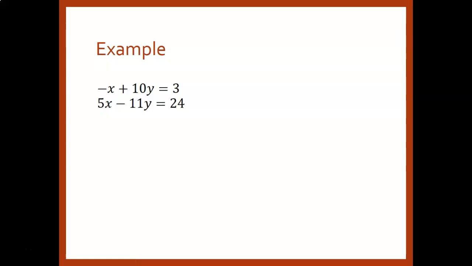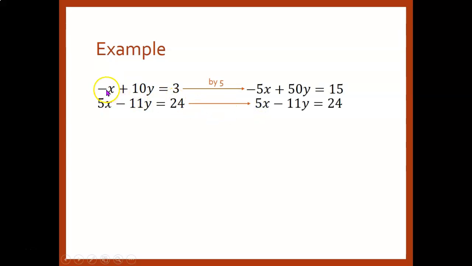Well, I am allowed to take an equation and multiply both sides by the same number. So let me take that top equation and multiply everything on both sides by 5. When I do that, the result is that I have negative 5x plus 50y equals 15. The bottom equation is fine the way it is. I'm just sliding it over. 5x minus 11y equals 24.